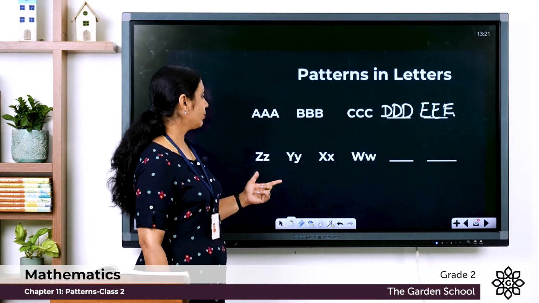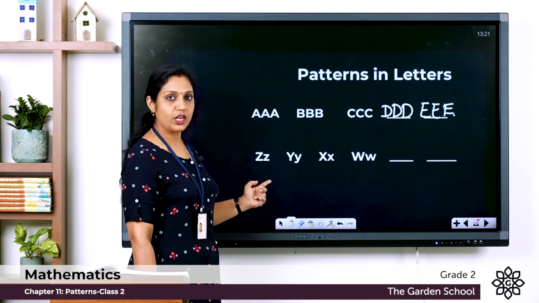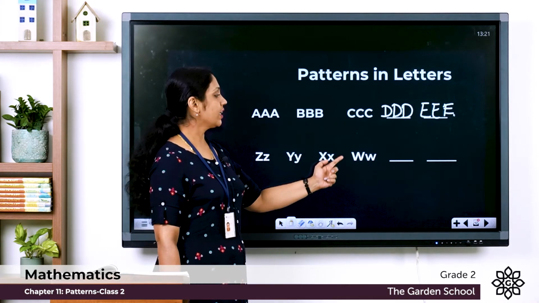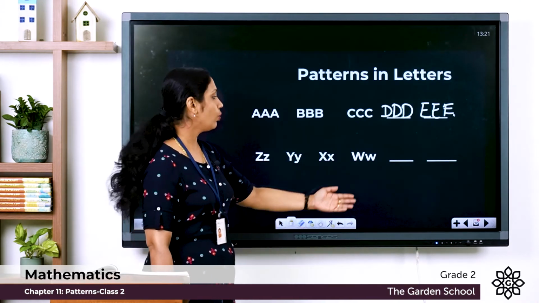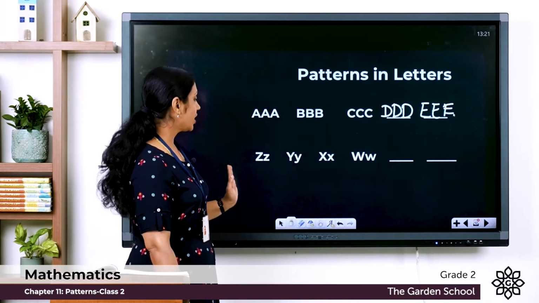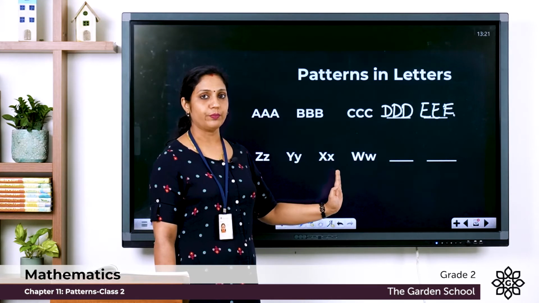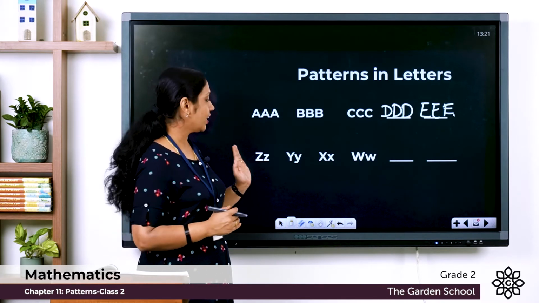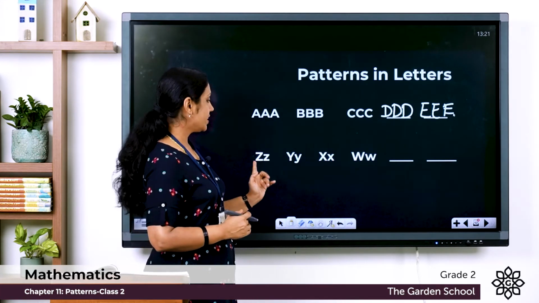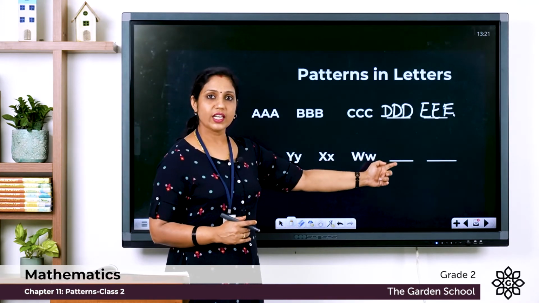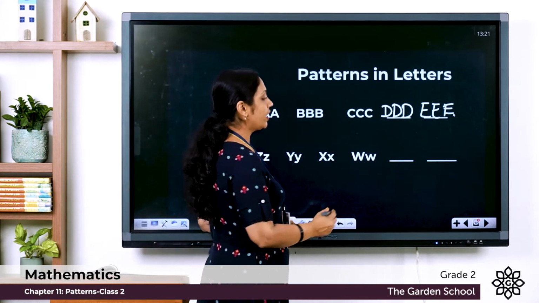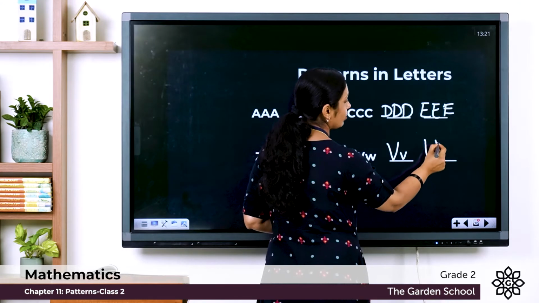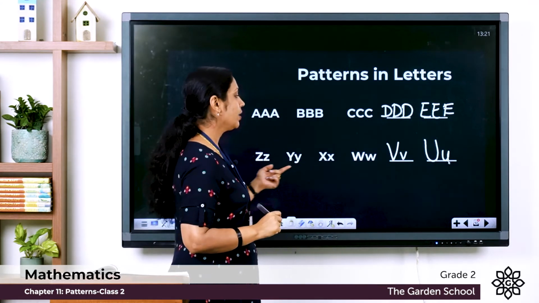Now let's look at the second row. Here you can see capital Z, small letter z. Capital Y, small letter y. Capital X, small letter x. Capital W, small letter w. Now which letter has to come after this? Here you can see that the letters are going in reverse order. Normally we say S, T, U, V, W, X, Y, Z. Instead, here the letters are going in reverse order. So, Z, Y, X, W. Which letter has to come? It is V. So how should we write? Capital V, small v. And after that, U. Capital U, small u. So this is how these letters are arranged.